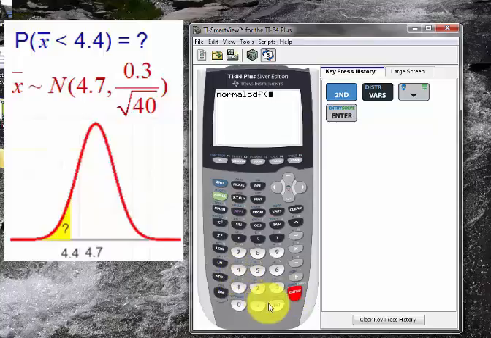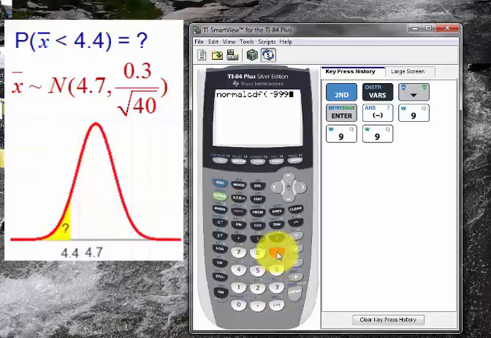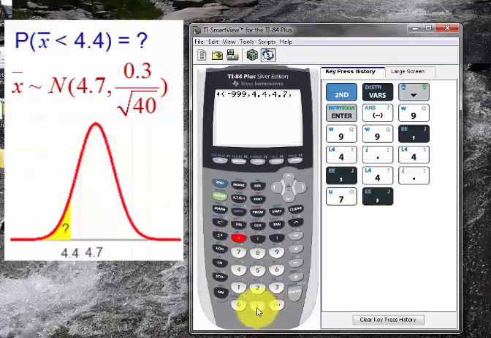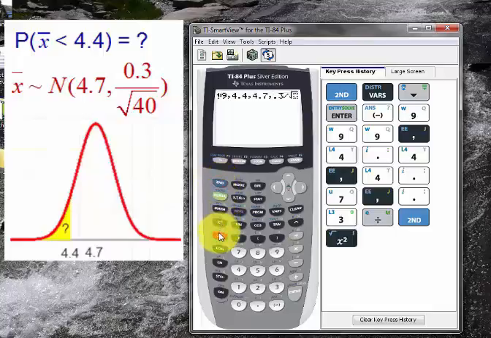So that means the left-hand side is negative infinity. Remember, we use negative 999, which will be good enough, comma, 4.4, so the low then the high, 4.4, then comma, the mean was 4.7, 4.7, comma, and the standard deviation was 0.3 over the square root of 40. I could put that directly into my calculator. 0.3 divided by second square root of 40.